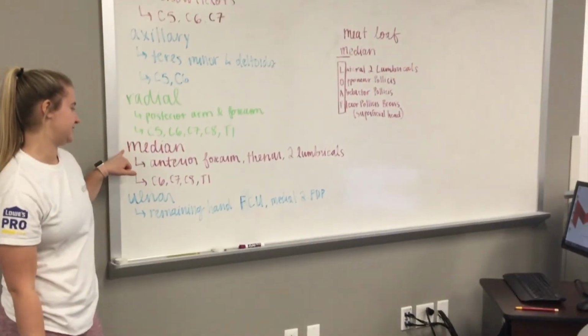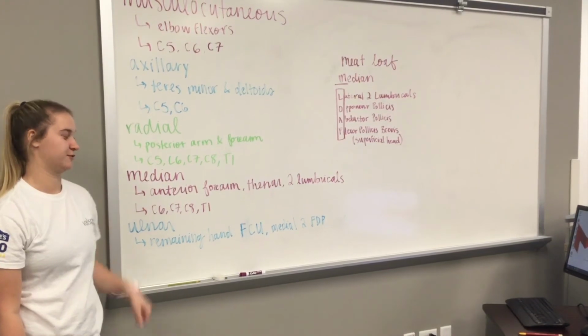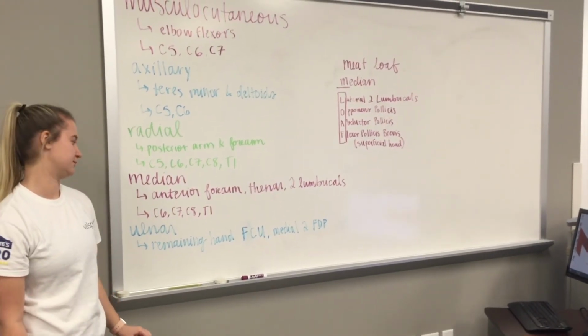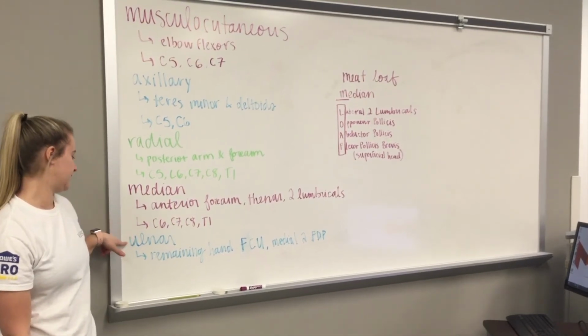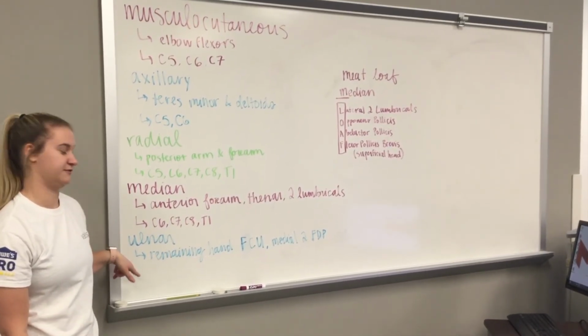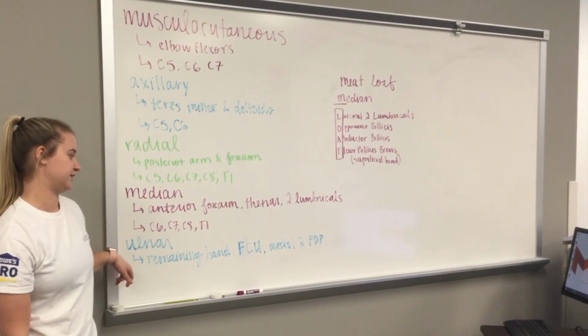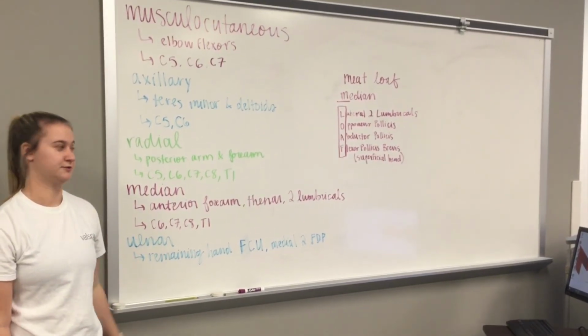Then we have the median nerve, which is going to innervate the anterior forearm, the thenar compartment, and the lateral 2 lumbricals coming from C5, 6, 7, 8, and T1. And then we have the ulnar nerve, which is going to innervate the rest of the hand, flexor carpi ulnaris, and the medial 2 lumbricals.